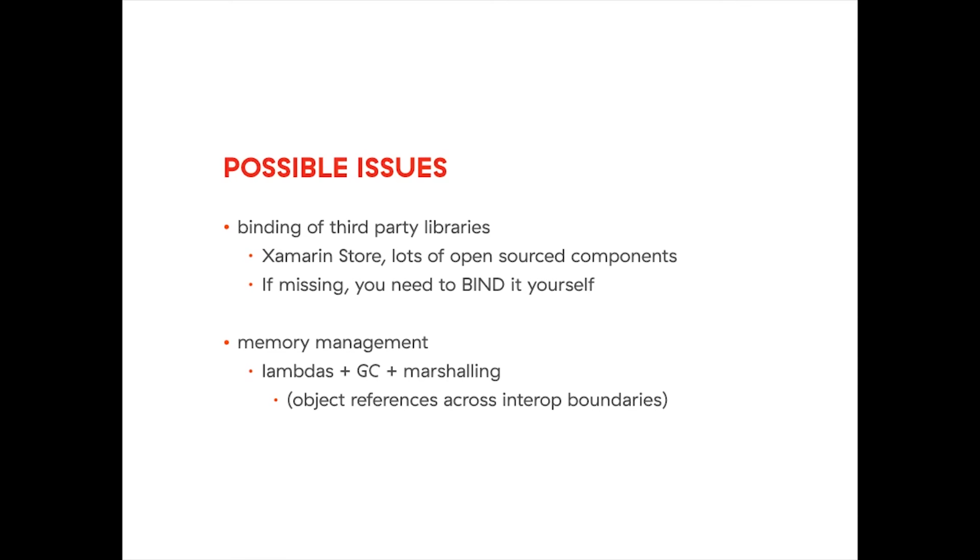Memory management. Lambdas plus garbage collection plus marshalling. This could be the root of some issues. Lambdas are anonymous functions or closures in Swift or blocks in Objective-C. As you all know, C# is garbage collected and it runs on top of CLR. So basically, we need marshalling to go down to the native unmanaged code. And there could lie a problem if you are not careful.